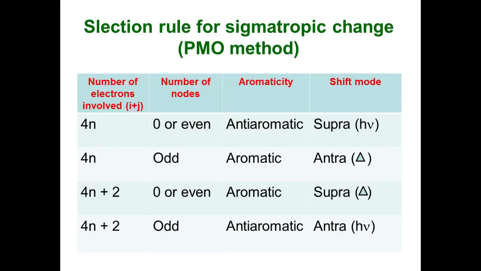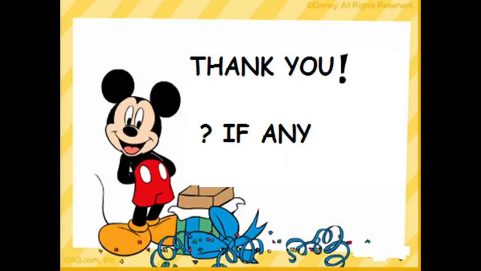Then the reaction selection rule for sigmatropic change by the PMO method. 4n, the number of nodes 0 or even, is aromatic or anti-aromatic, and the shift mode is supra, h nu. 4n odd, aromatic, is antara. 4n plus 2, 0 or even, aromatic, supra, and 4n plus 2 odd, antra-aromatic, antra h nu, right? So today we discussed the pericyclic reactions. Thank you.